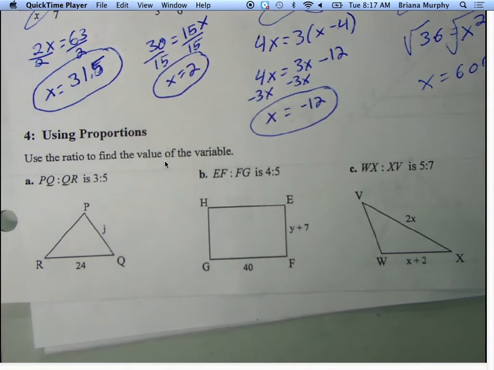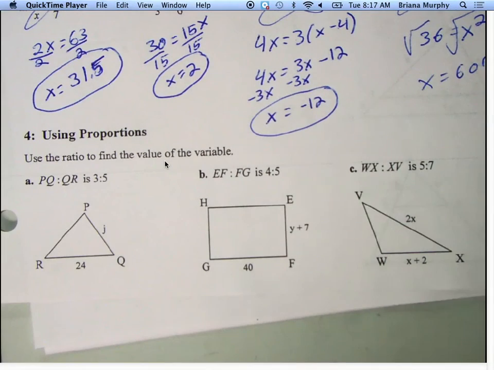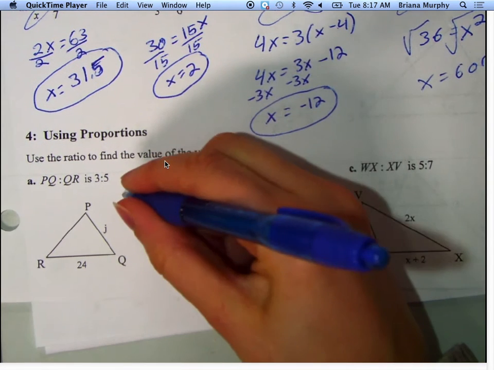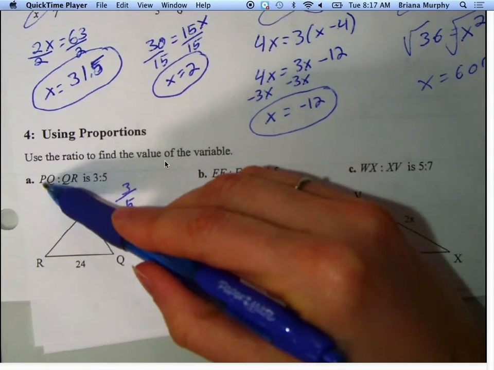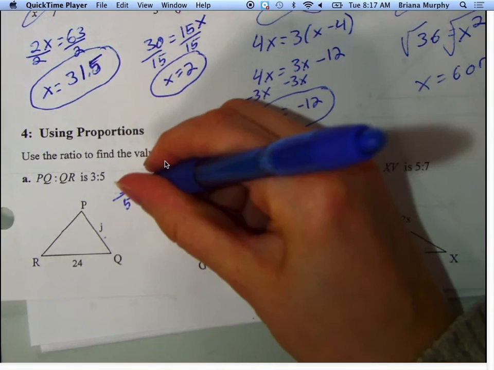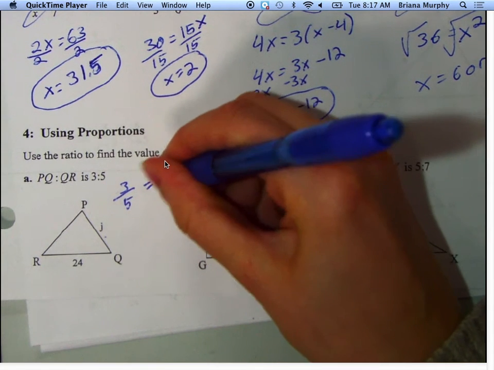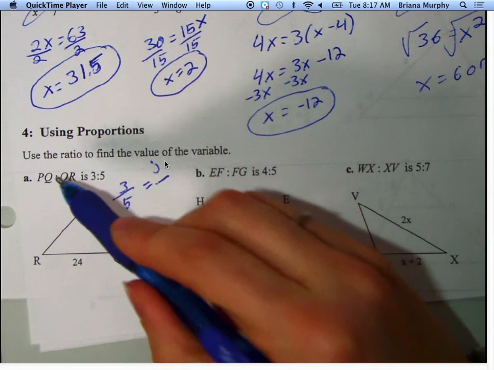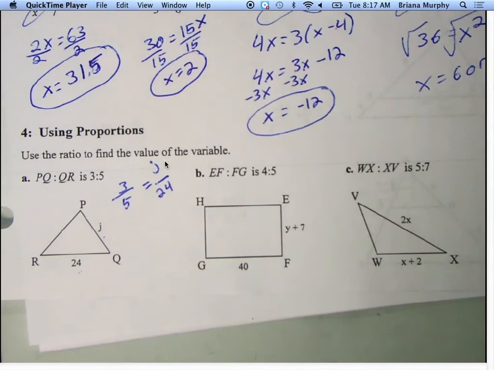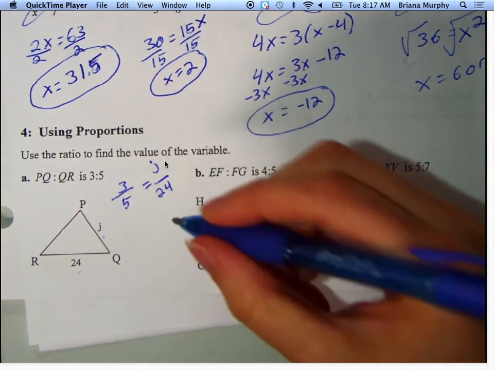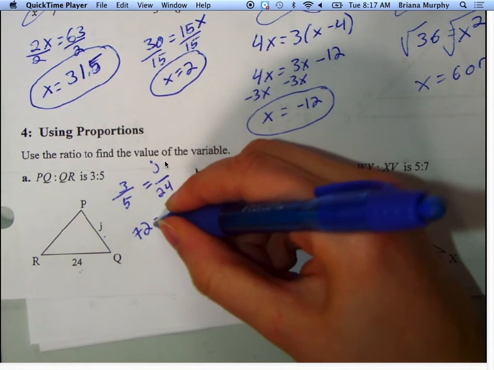Okay, these are basically using shapes to set up a proportion. I've got 3/5, and PQ goes first, so that matches 3. So PQ is J. QR matches with 5, so it goes on the bottom, 24. Now I'm just going to cross multiply. 3 times 24 is 72. Equals 5J.